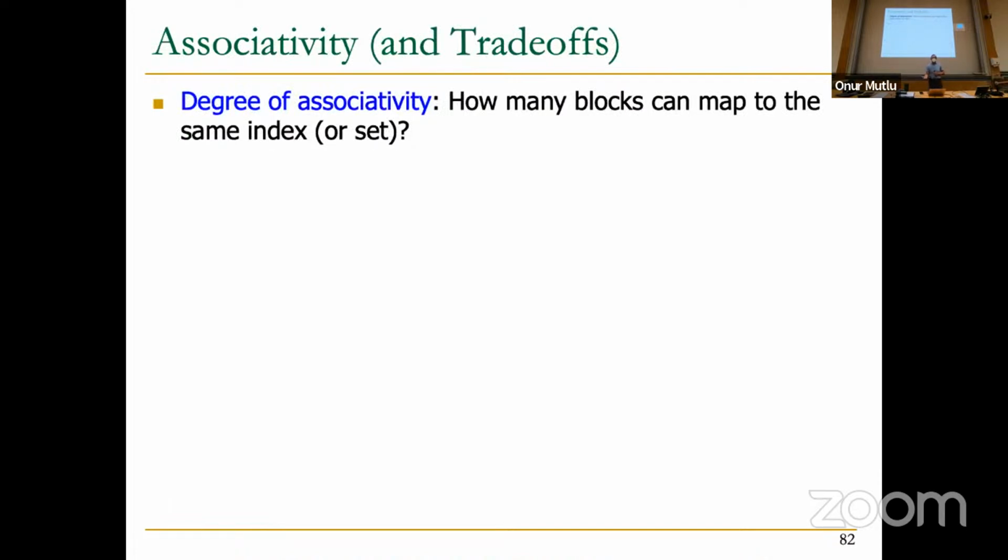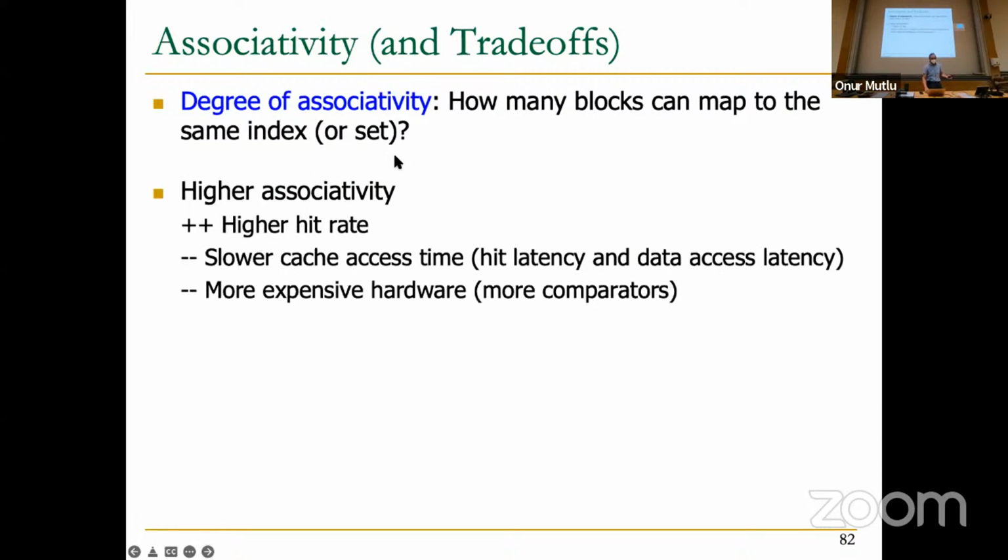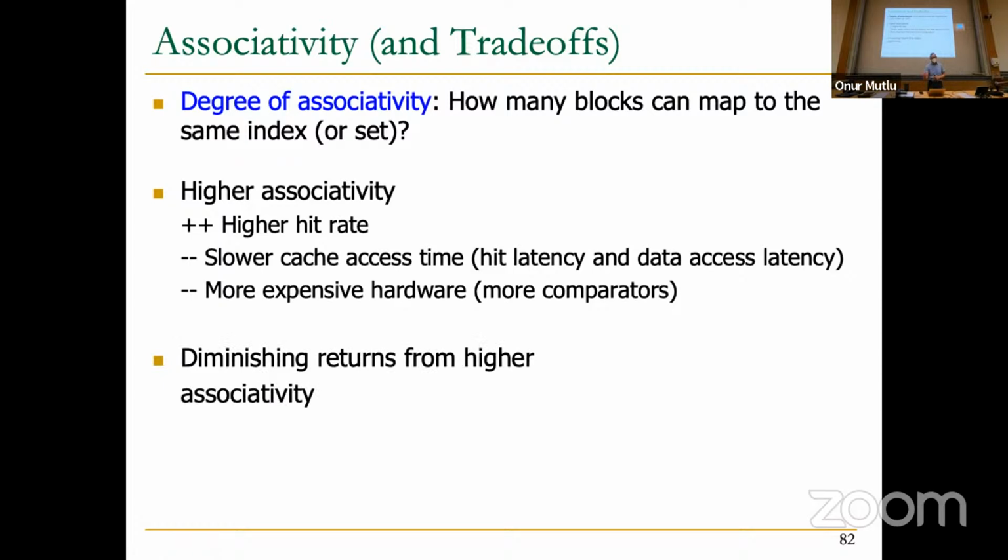Okay, so basically what I've introduced is set associativity. And then we've also talked about the degree of associativity. If your degree is 1, that means direct map. If your degree is fully associative, that means if you have n number of cache blocks, any block in memory can be mapped to any of those n cache blocks. The question is how many blocks can map to the same index or set? Higher associativity usually gives higher hit rate, but it's diminishing returns actually if you look at the curve. But it leads to slower cache access time. Both hit latency and data access latency actually increase. More expensive hardware, clearly. More comparators, larger muxes. And you get diminishing returns from higher associativity.